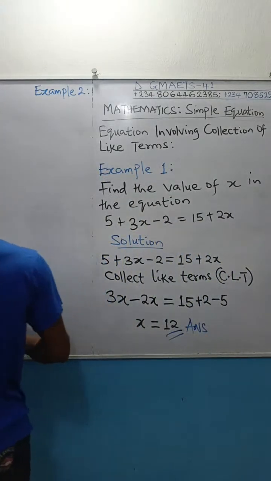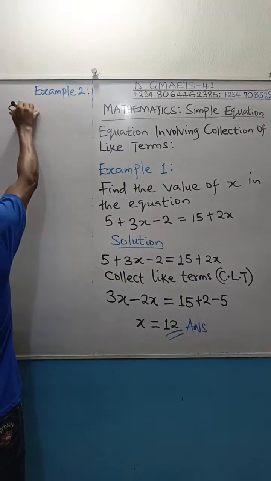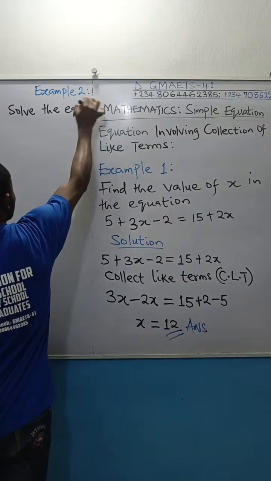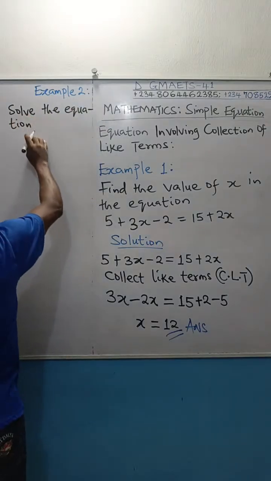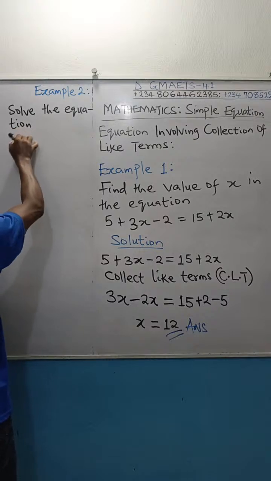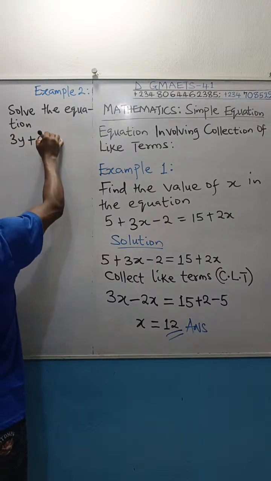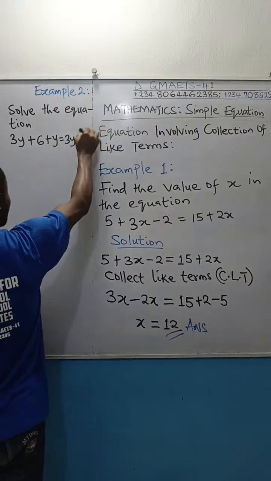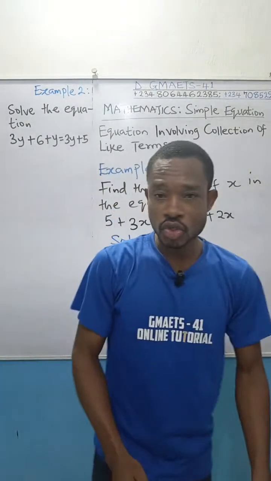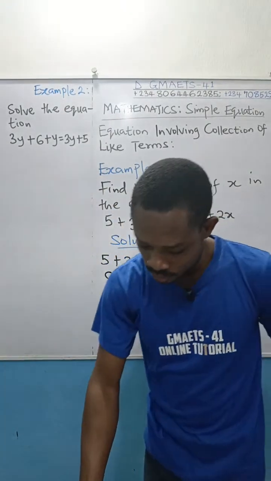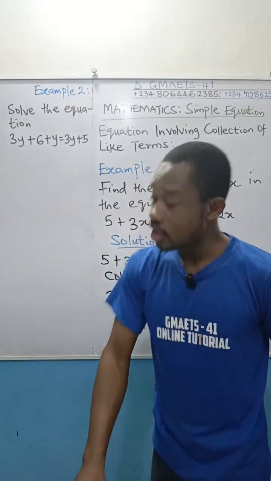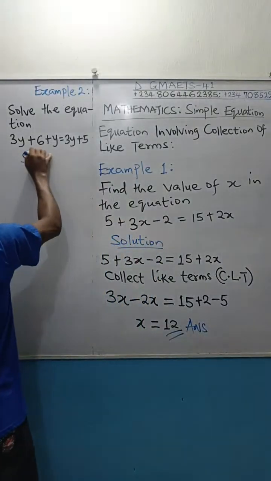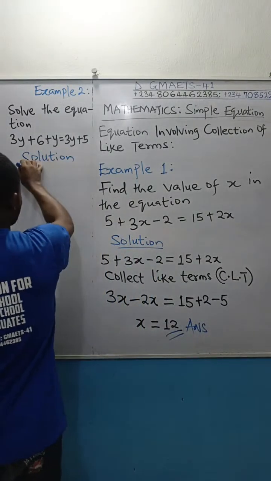Second question, solve the equation: 3y plus 6 plus y equal to 3y plus 5. We are asked to solve this equation. Okay, good. It did not cut off. Solve this equation we have on the board.